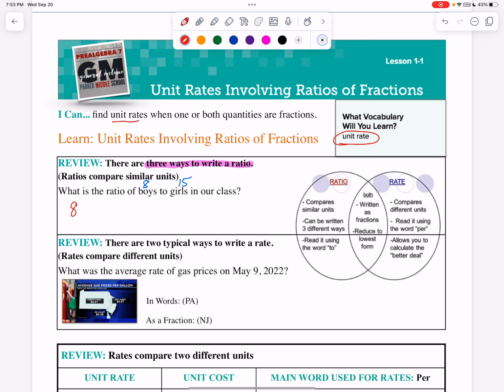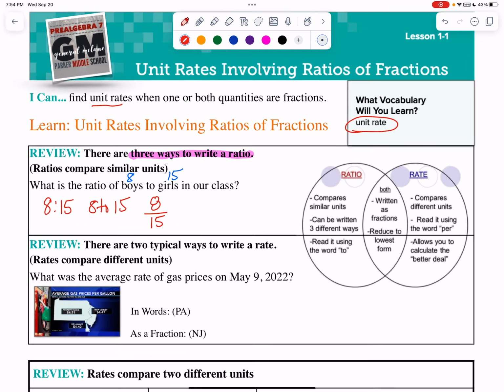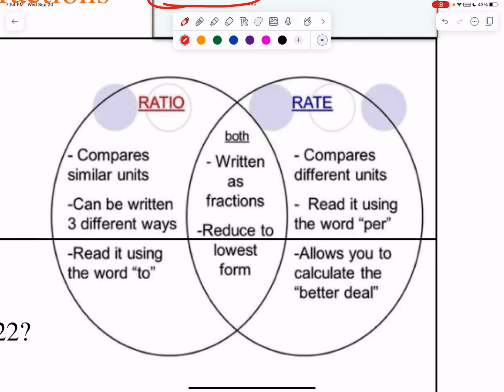So we can do it by writing 8 to 15 with a colon, 8 to 15 with words, or 8 over 15 as a fraction. Okay. I do want to spotlight here the difference between ratio and rate because you're going to hear me saying both those and you're also going to see them.